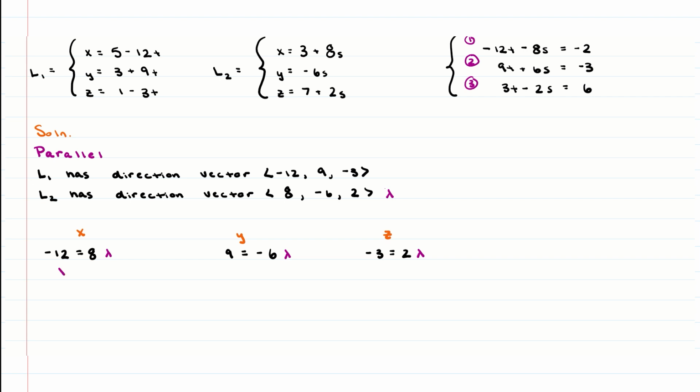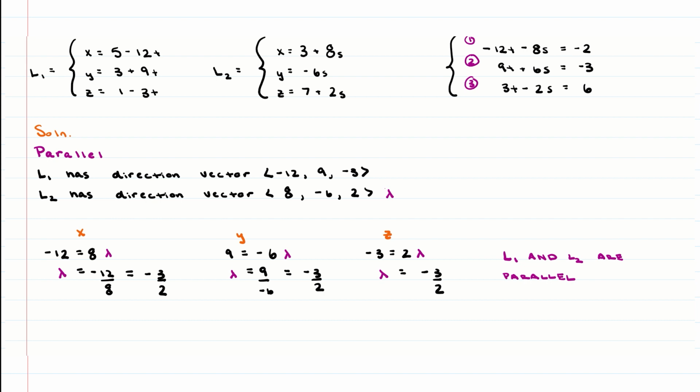For x, when we divide 8 on both sides, we get negative 12 over 8. And then this can simplify down to negative 3 over 2. For y, when we divide both sides by negative 6, we end up with 9 over negative 6. And then this simplifies down to negative 3 over 2. And then for z, when we divide both sides by 2, we end up with negative 3 over 2. So we see that we got the same lambda value, negative 3 over 2, for x, y, and z. So that means that these two vectors are scalar multiples of one another. Hence, our lines L1 and L2 are parallel.